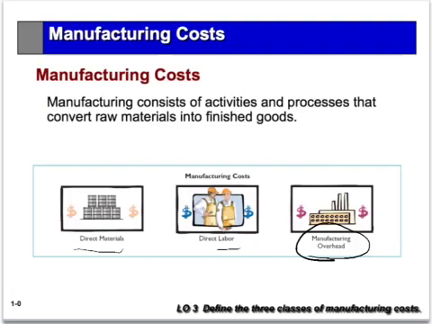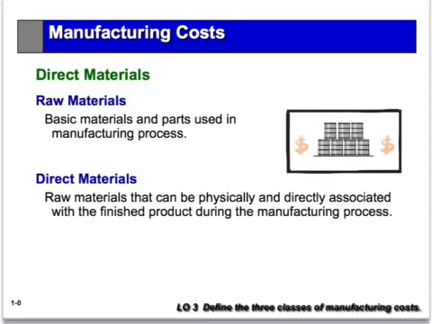Let's assume now that we are going to manufacture a desk. All the costs to produce this desk can be categorized as either 1, direct materials; 2, direct labor; or all other costs are categorized as manufacturing overhead. The first category, direct materials.